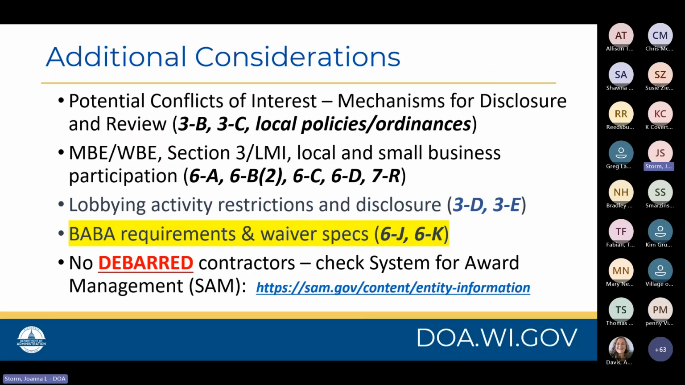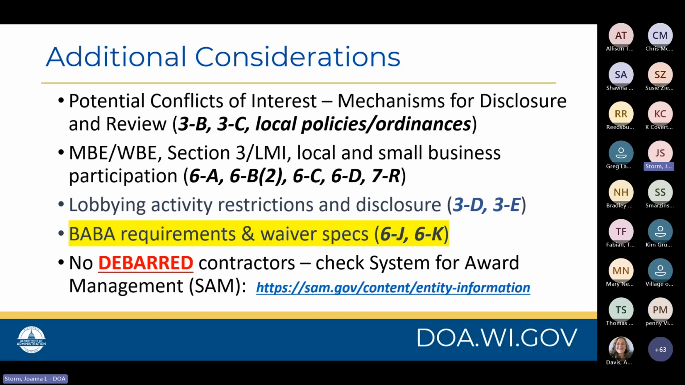Additional considerations when you're going through the bidding, procurement, and contracting process is to make sure that you have mechanisms for disclosure and review in place to look for potential conflicts of interest. Refer to attachments 3B and 3C and review your local policies and ordinances for any additional rules that apply.